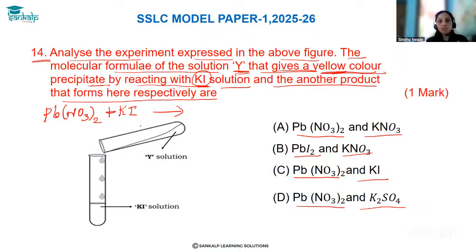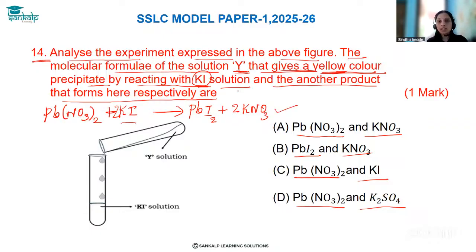See, this is related to a double displacement reaction. Pb(NO3)2 plus 2 KI will give PbI2 plus 2 KNO3. Check the correctness of the equation, the balancing. Yes, it is already balanced. Pb(NO3)2 plus 2 KI will give PbI2 plus 2 KNO3. This is the double displacement reaction.